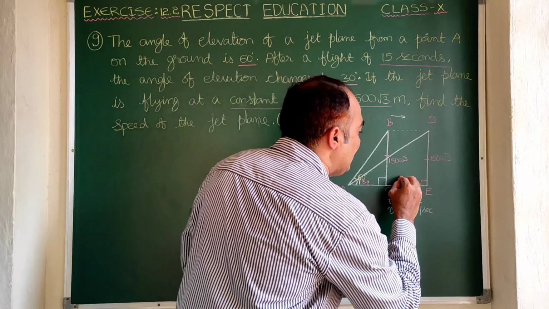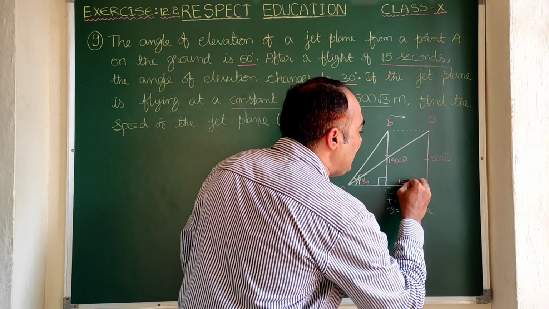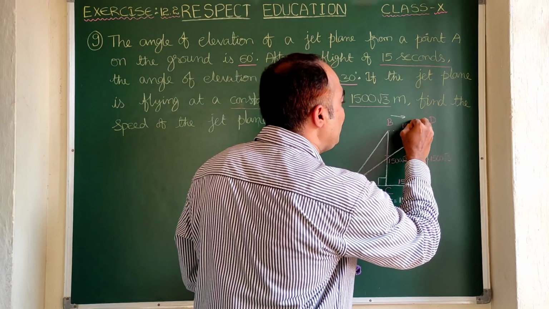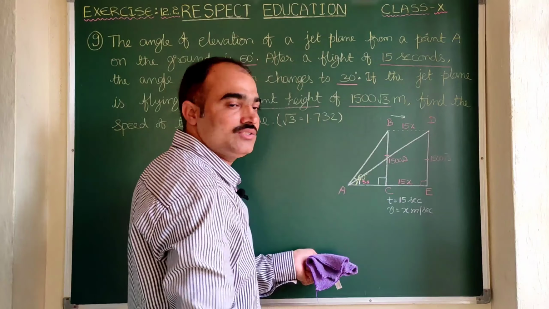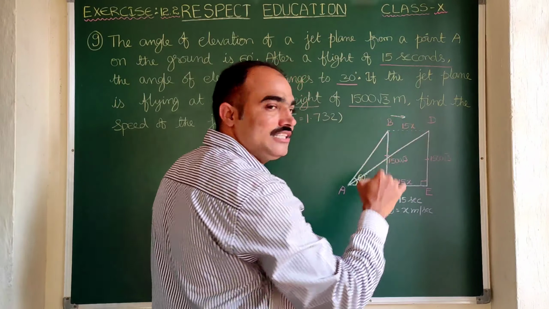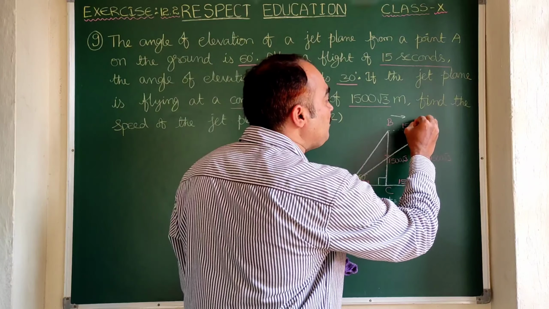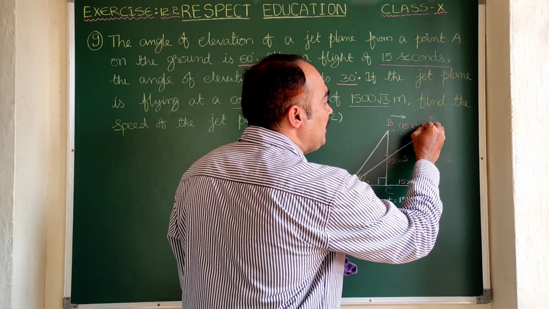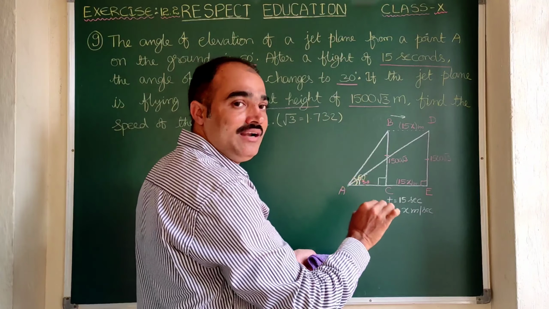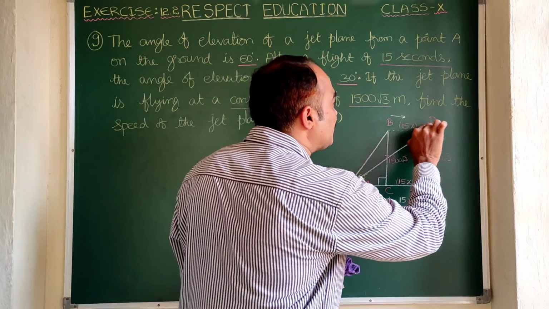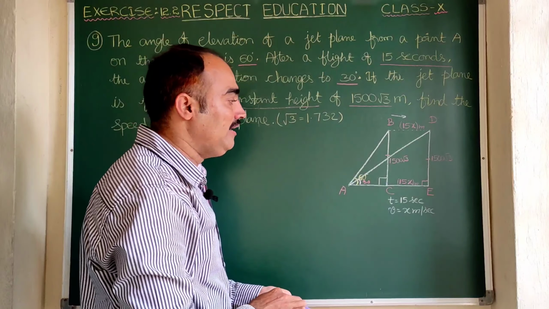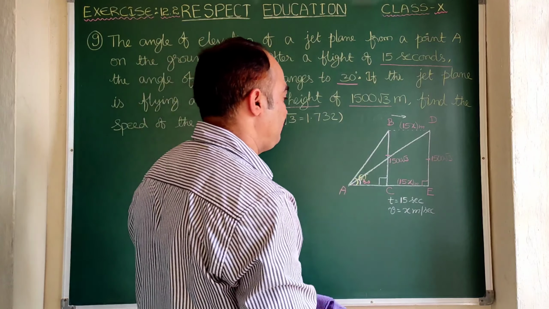So here let us maintain this as 15x. And in the same way BD is also 15x. So 15 seconds is the time and x meters per second is the speed. So it is 15x meters. This is the distance travelled by the jet plane in that particular instance. Now we are asked to find the value of x.